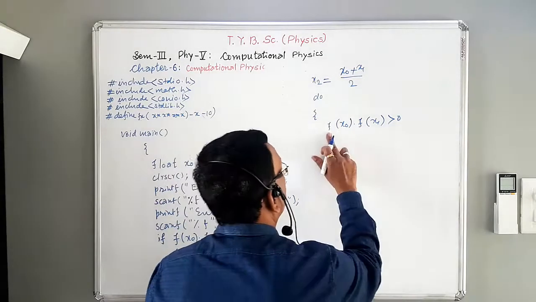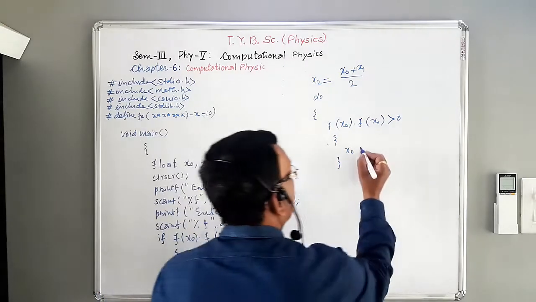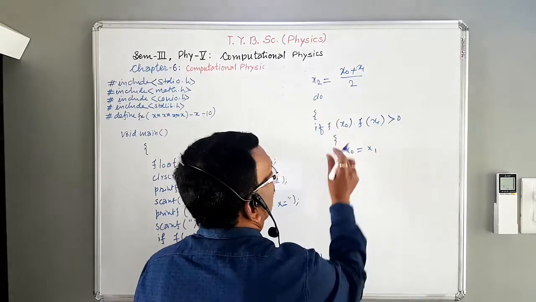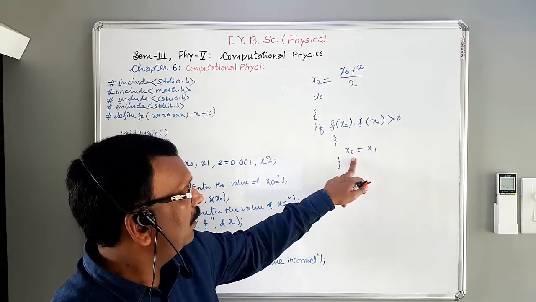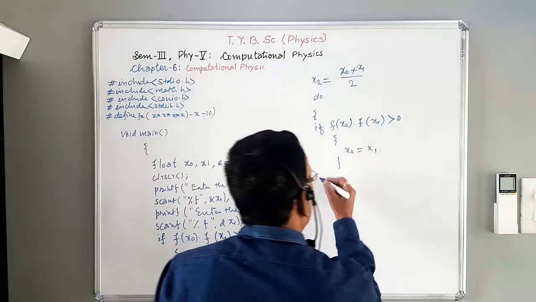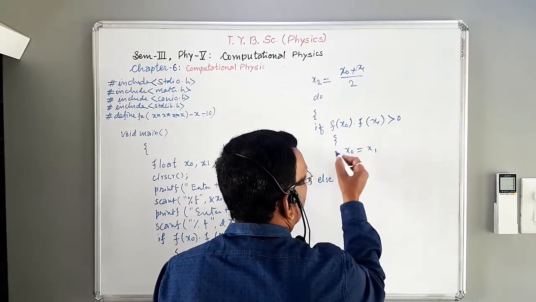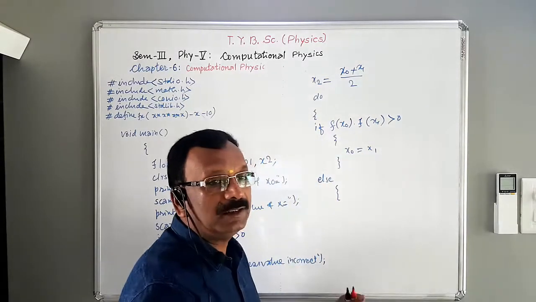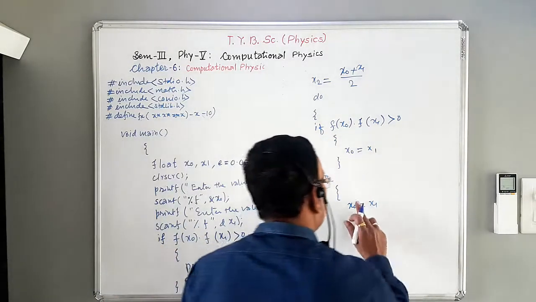again we have to prepare the body, and x0 should be replaced by x1. If the condition is true, then control comes inside the body of the if and replaces x0 by x1. If the condition is not true, then the else control never enters that body. The control comes here and executes this body, and in this body x0 is replaced by x1, and x1 is replaced by x2.